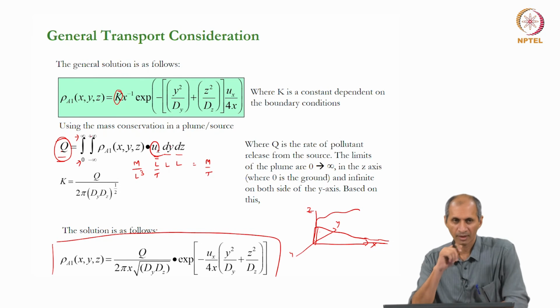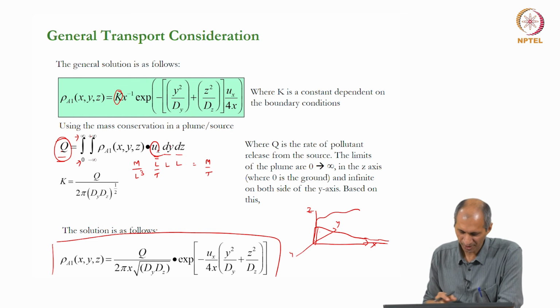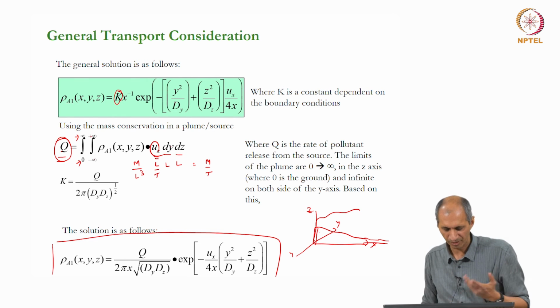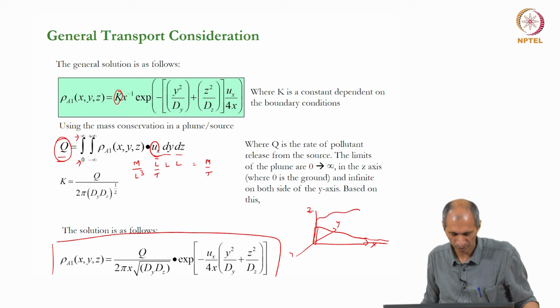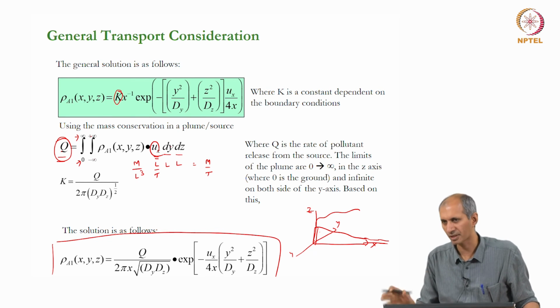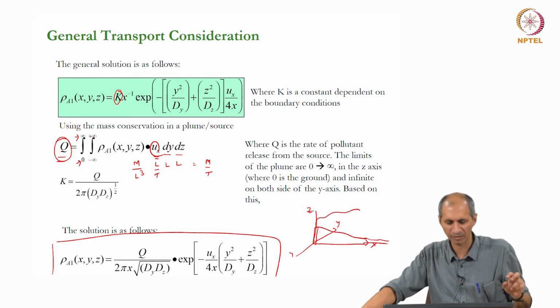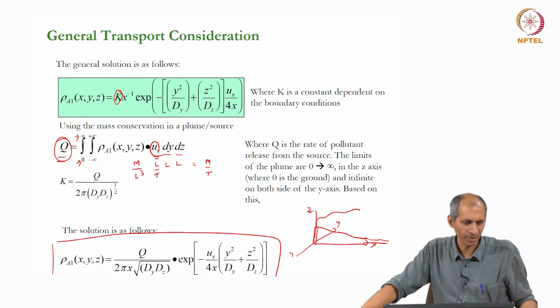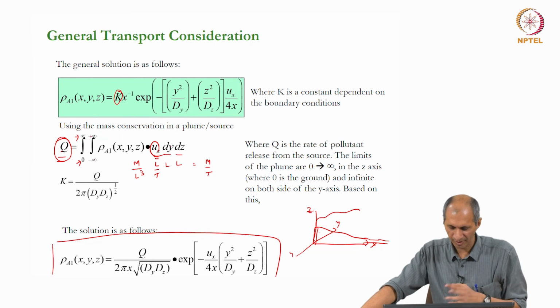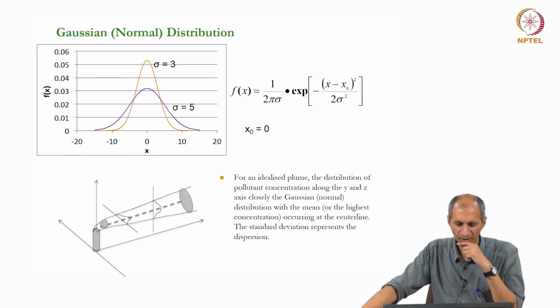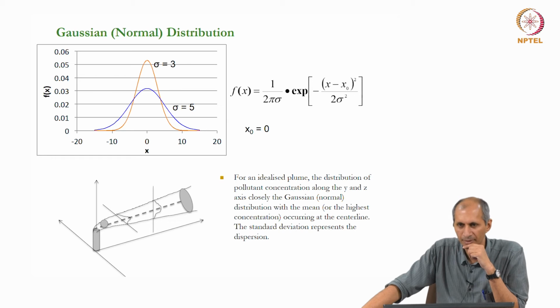Now, this general solution needs this term dy and dz and all that. So, this is all important. You can use this equation as it is, but people have gone ahead and manipulated this particular equation, with the ideal assumption that this is very similar to another equation, which is called a Gaussian distribution or a normal distribution.